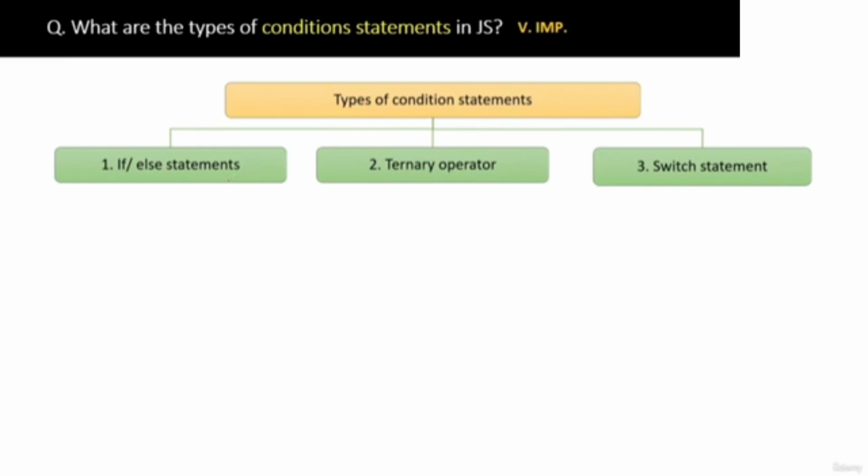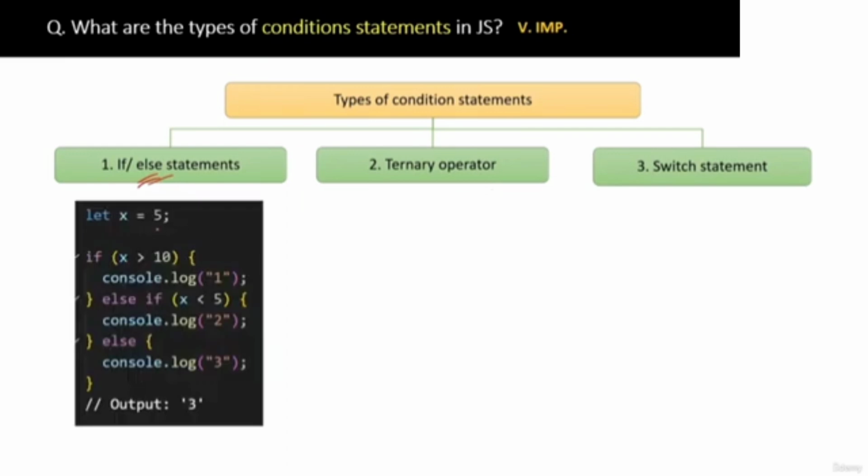First, the most important and the most common one is the if-else statement. Here is the code example. In this example, we have a variable x equal to 5. Then with the help of this if condition, we are checking whether x is greater than 10 or not. In this case, as x equals 5, this condition is false, and the execution will not go inside the if block. Then it will go to the else if condition and check if x is less than 5, which is again not true. So finally, it will go to the else condition and print 3 as the output. This we call the if-else condition.